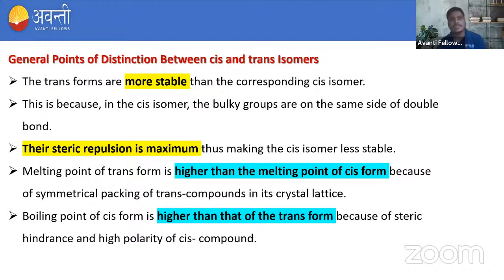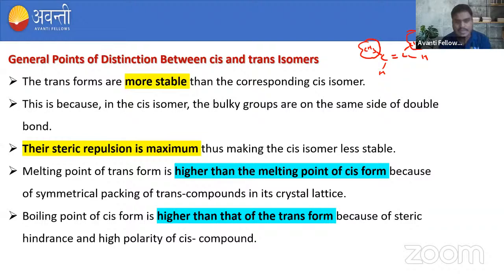Why is this? This is because in the cis isomer, the bulky groups are on the same side of the double bond, right? If you consider the cis, what is happening? The bulky group, this is CH3, here also we have a CH3. This is H, this is H. So both the methyl groups are present on the same side. So in the cis isomer, the bulky groups are on the same side of the double bond.